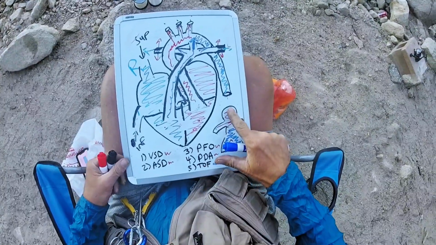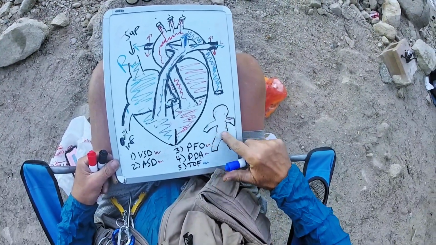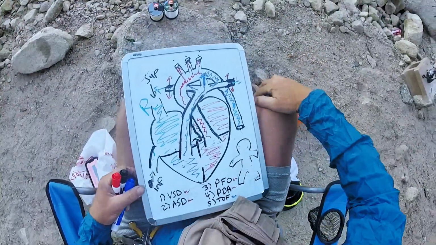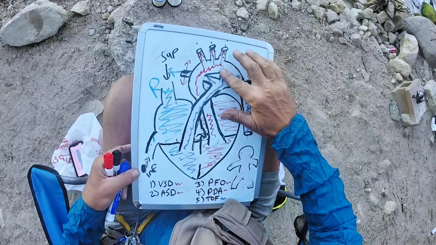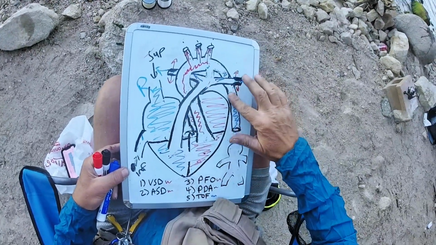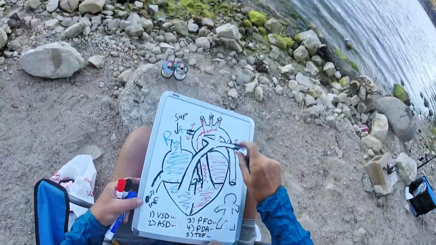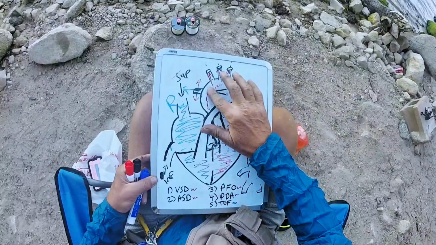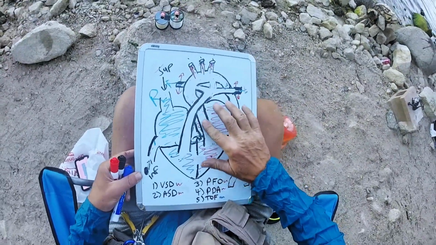Okay, now tetralogy of Fallot. Okay, so this is 4 congenital malformations. All right, so let's do this. Okay, so let me clean this up just a touch and we will knock this out. So now, what do we have in tetralogy of Fallot? We have 4 problems.